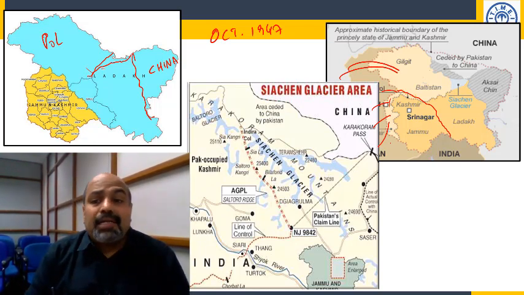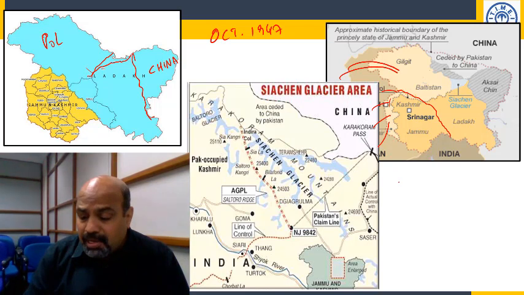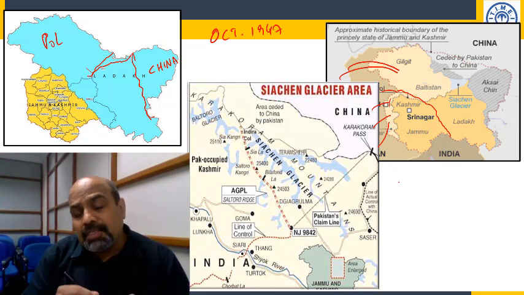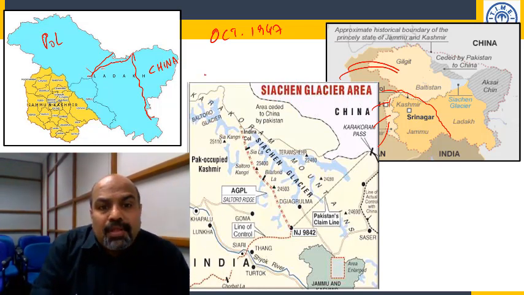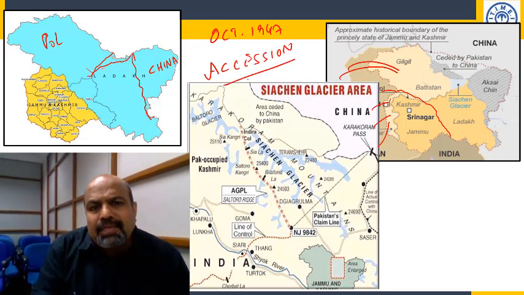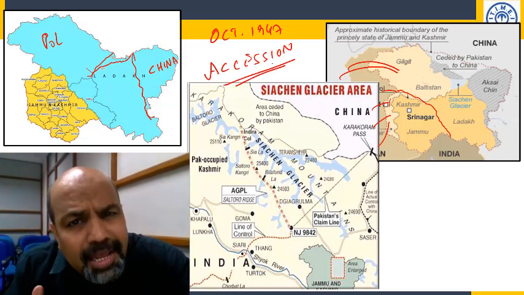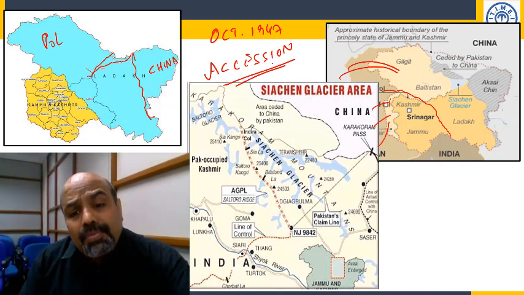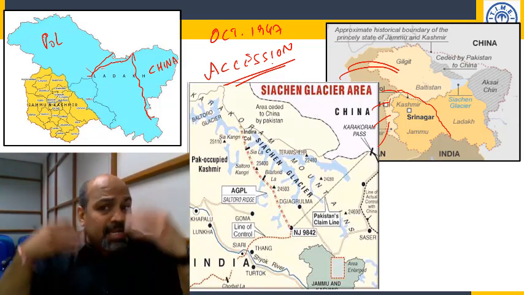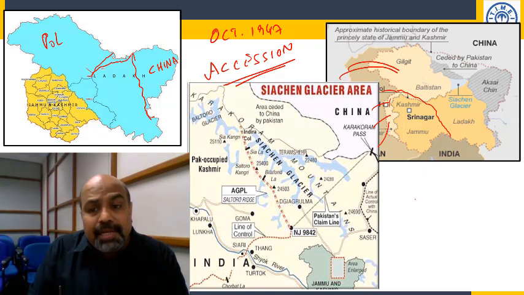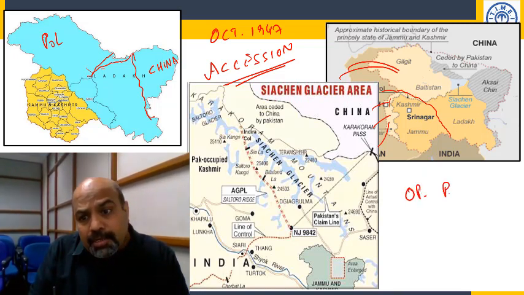The Maharaja had no choice. Since he had no choice, my friends, he signed the instrument of accession. The instrument of accession is basically a merger agreement. So he signed this, and Kashmir became a part of India. India sent its military forces. India launched what is called Operation Rescue.